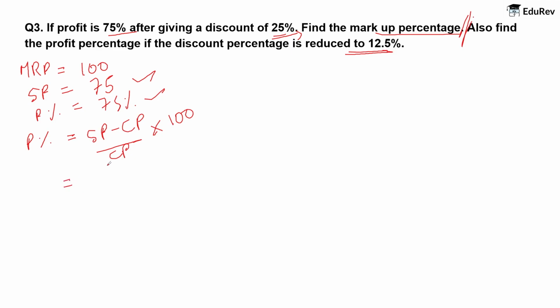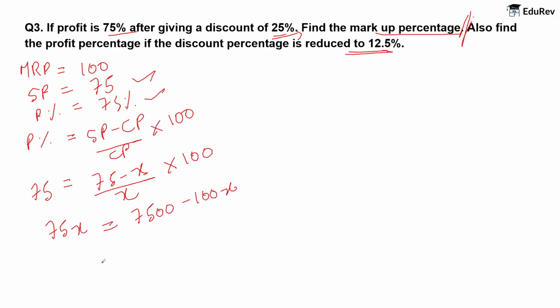So let's say CP is X. So profit percentage is 75, SP is 75 minus X upon X into 100. So you can see we have got a very similar equation to something we got in the very first question in the beginning. So this question is very similar to that. Solve this using your on-screen calculator to find the CP. You get the equation 75X is equal to 7500 minus 100x. So when you will solve this for x, you get x equal to 42.86 rupees.